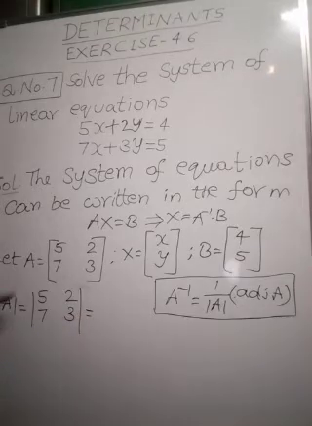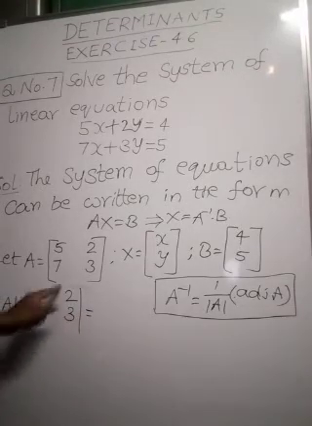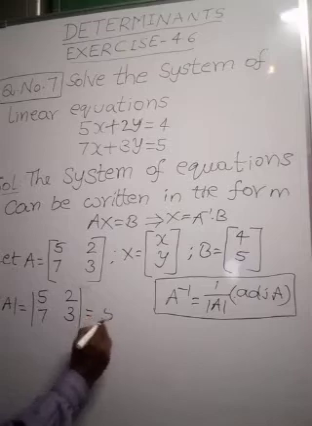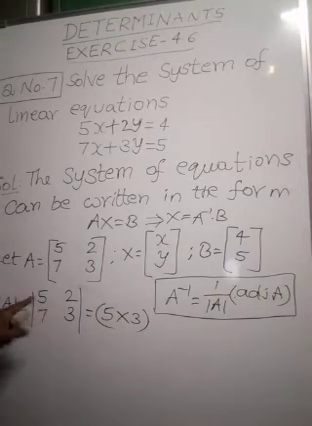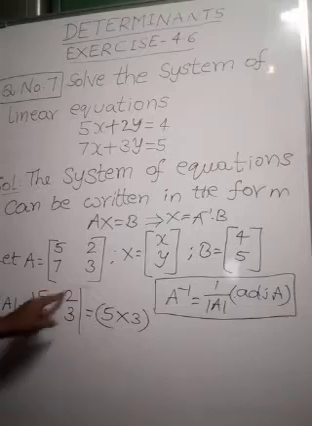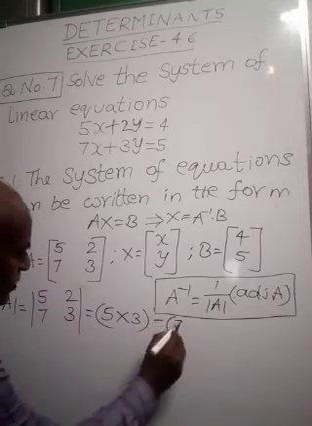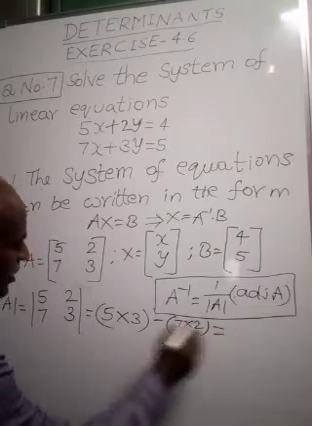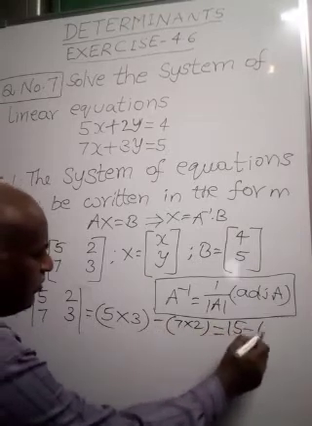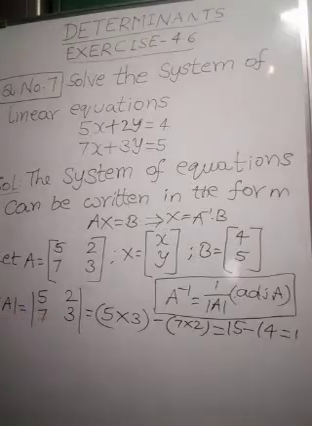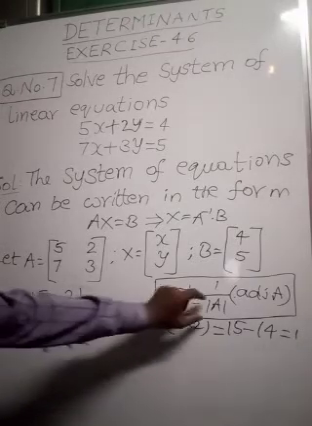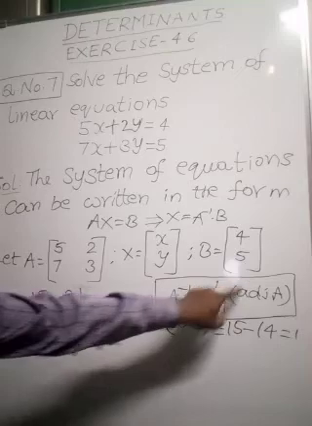Now, how do you find it? Just like cross multiplication. 5 into 3, the product of this diagonal's elements, minus the product of the other diagonal's elements. What do you get here? 15 minus 14. That is equal to 1. This is det A. We got the value of det A. Now we have to find adjoint A.